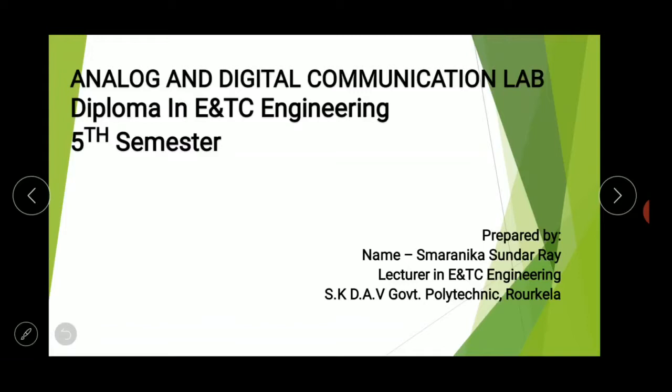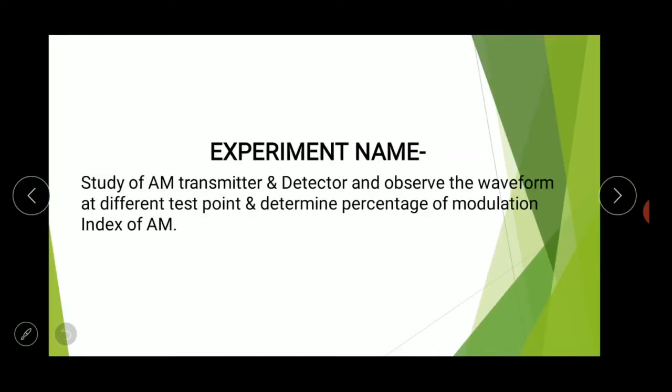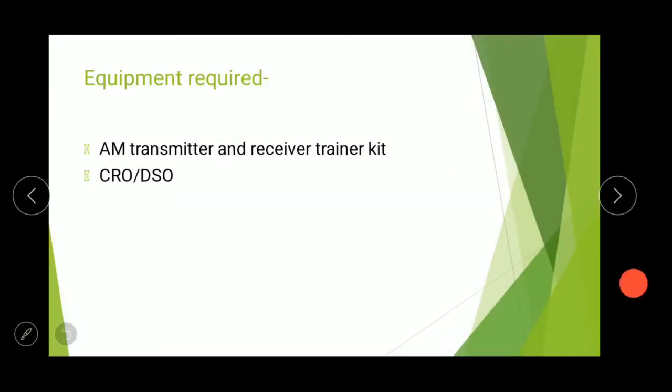So the aim of the experiment is the study of AM transmitter and detector, observing the waveform at different test points, and determining the percentage of modulation index of AM. The equipment required are the AM transmitter and receiver trainer kit and a CRO or DSO.